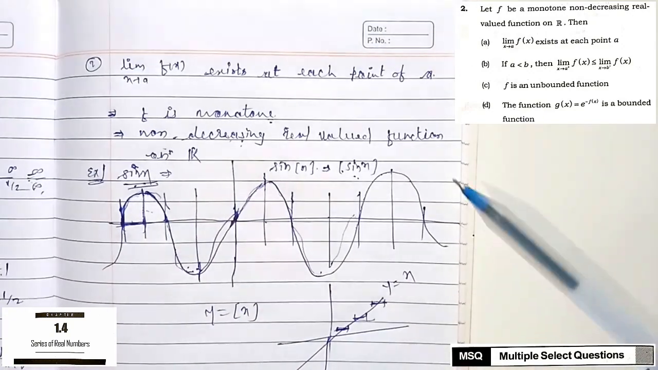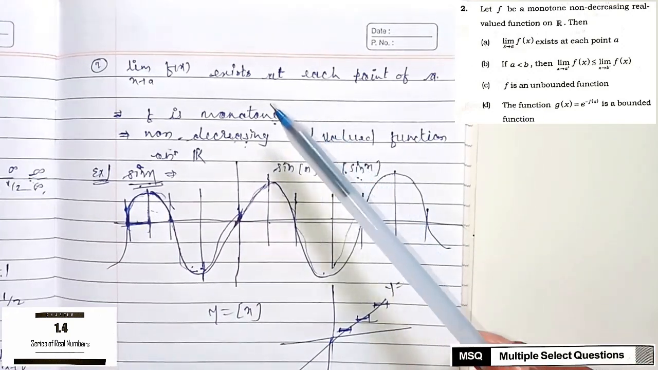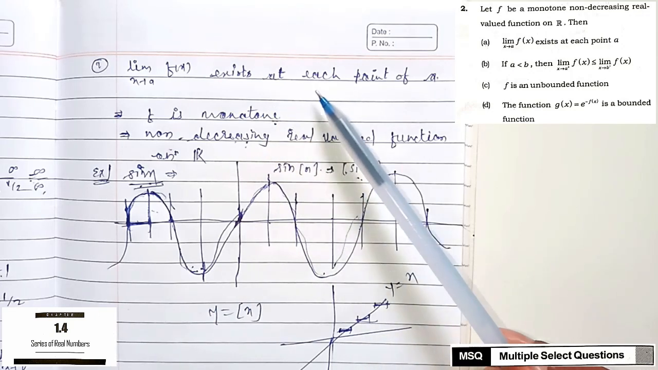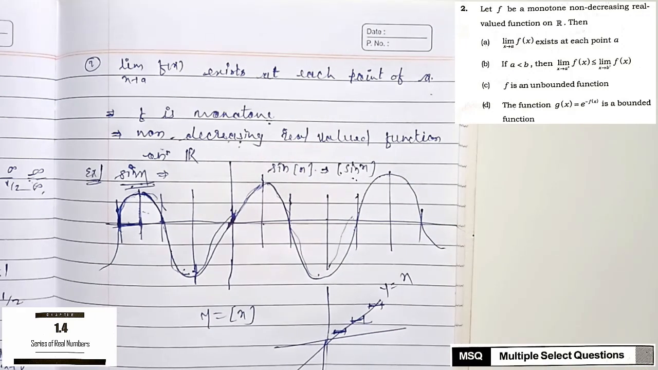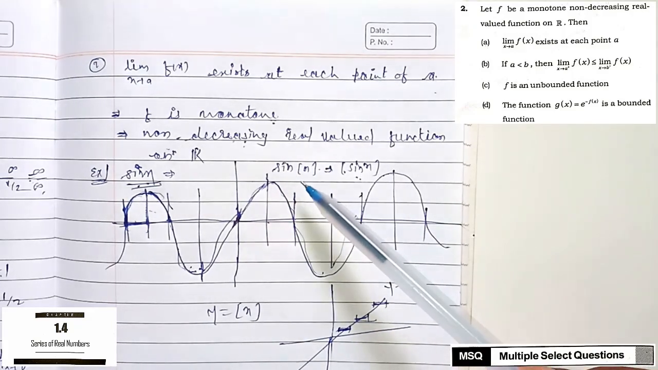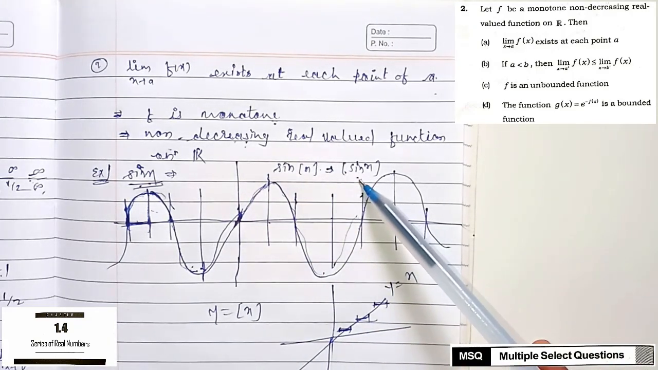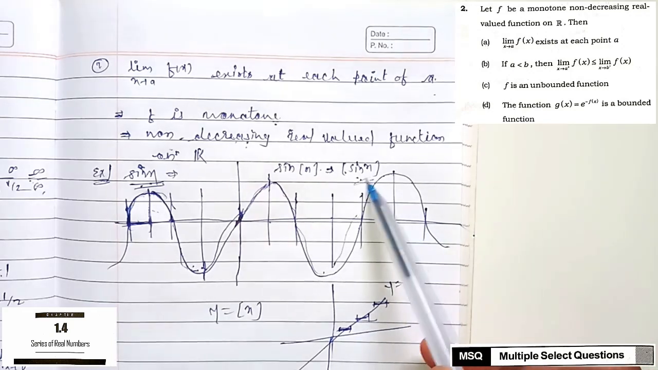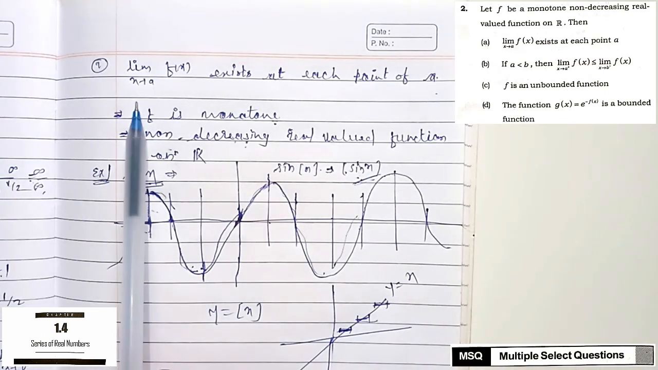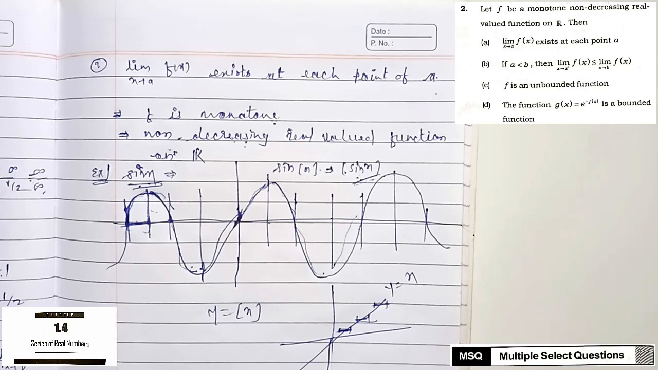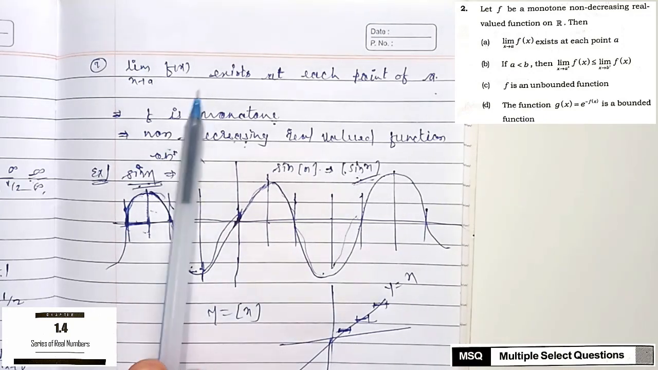So what I have done in our option: in our option, we are given that the limit as x tends to a exists for each point x, and f is monotonic and non-decreasing. Using this, I consider the greatest integer function of a sin x here. For your understanding, I plot the graph. It has some kind of discontinuity, and if a function is discontinuous, then we say that the limit does not exist. We need a continuous function to show that the limit exists.